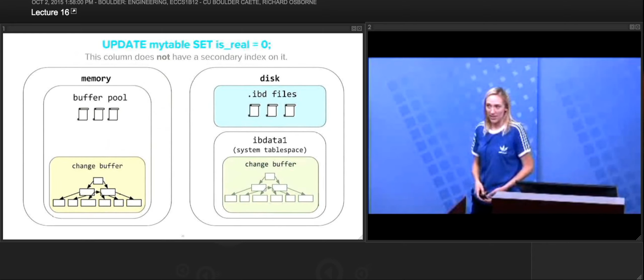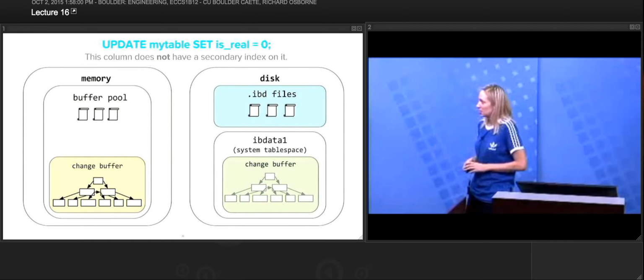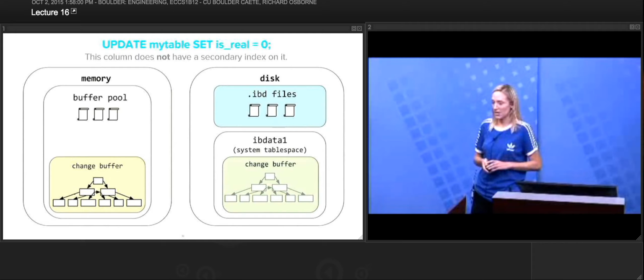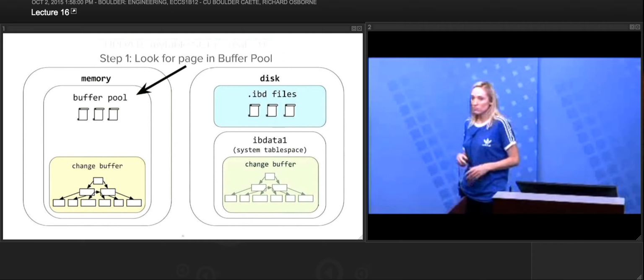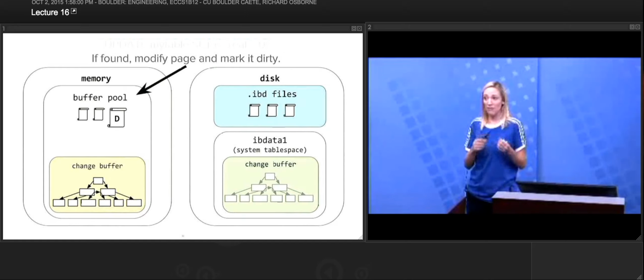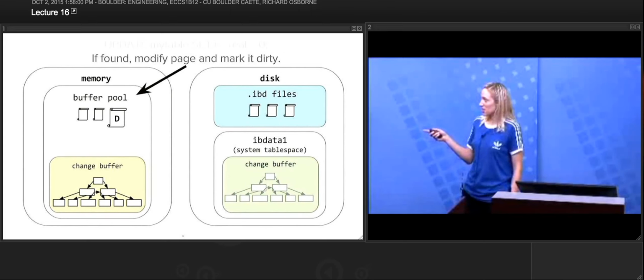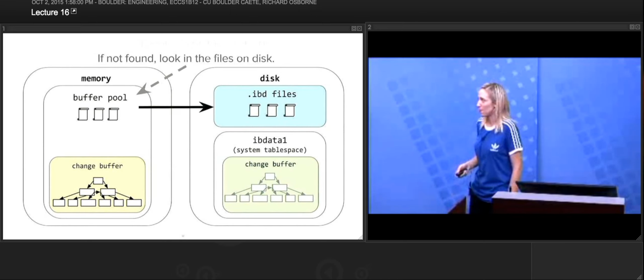Now, a little bit more complex query. Let's do an update: update my table, set this column equal to 0. This column doesn't have a secondary index on it. Look for the page in the buffer pool. If we find the page, we're going to modify the page, so update that data, and then the page is going to have a tag that says, okay, this page is dirty. That means we need to take the changes on this page and put them on disk.